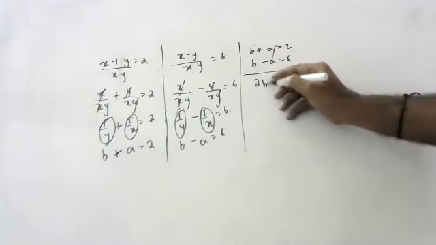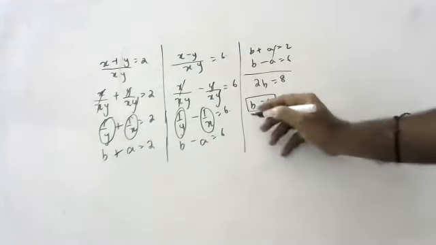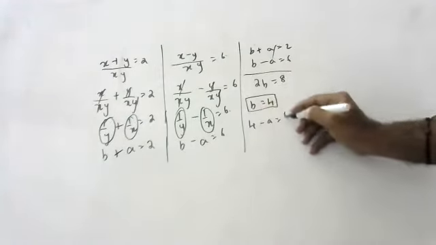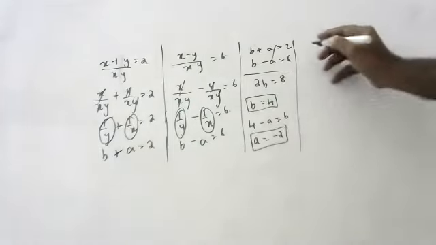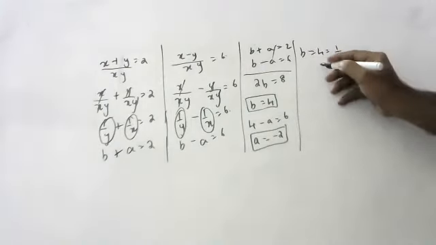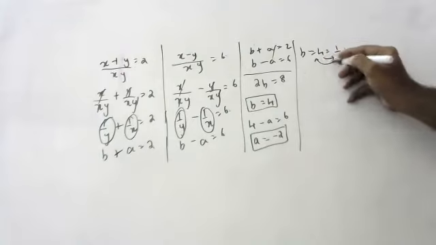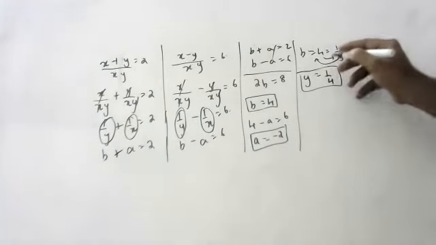Cancel a. 2b is equal to 8, so b is equal to 4. Substitute in 4 minus a is equal to 6, so a is equal to minus 2. But b is equal to 4. What was b, children? 1 by y. So what is y? 1 by 4. Be careful here also.